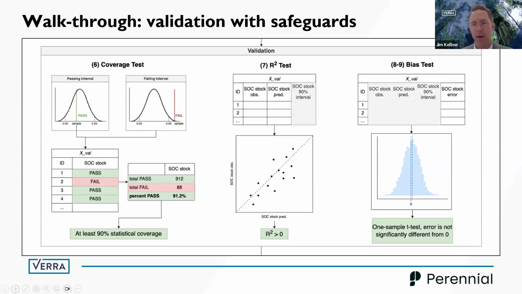And then finally, the bias test on the right. Here, we're looking at the distribution of model prediction error and asking whether that distribution is significantly different from 0 or not. The tool requires that the distribution is not significantly different from 0.